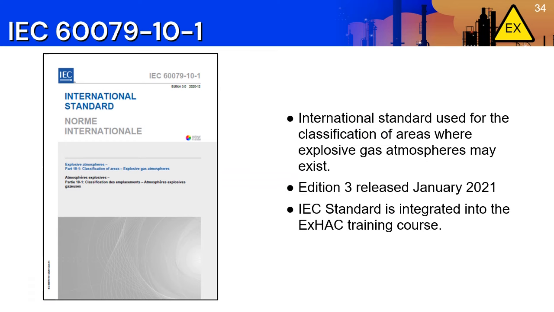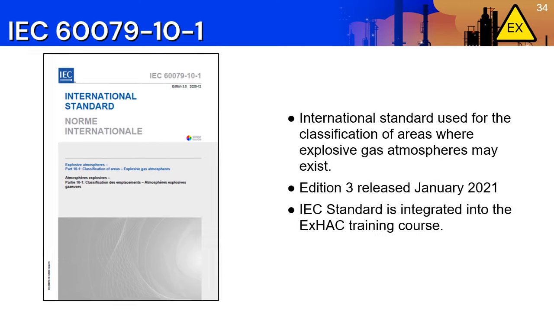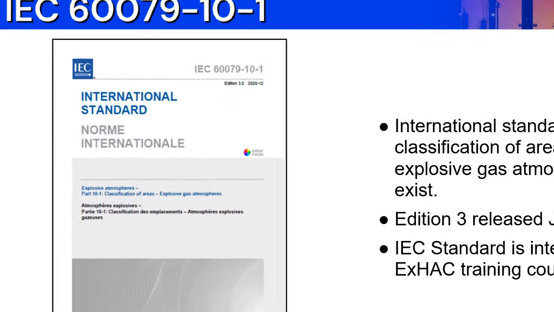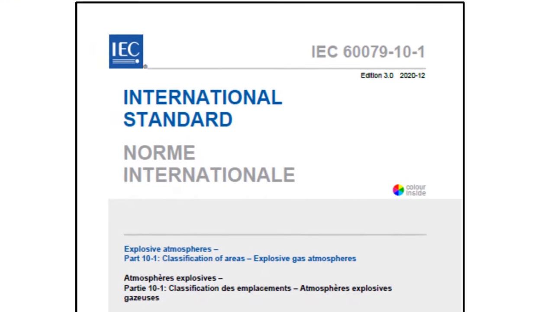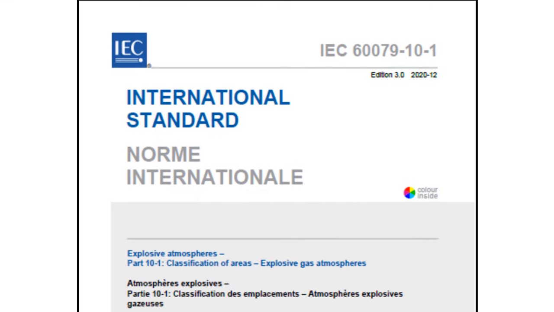To help us perform a classification design, the IEC has published a standard. The IEC 60079-10-1 standard addresses the classification design of areas where an explosive gas atmosphere may exist. The standard is used worldwide to classify facilities using the zone system of classification.